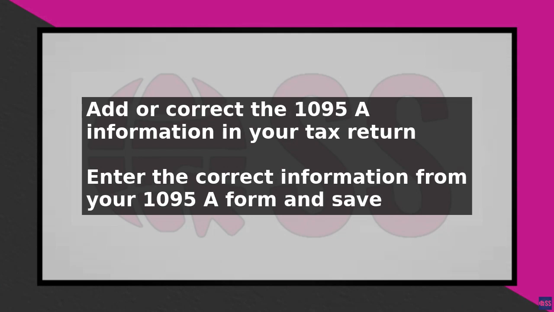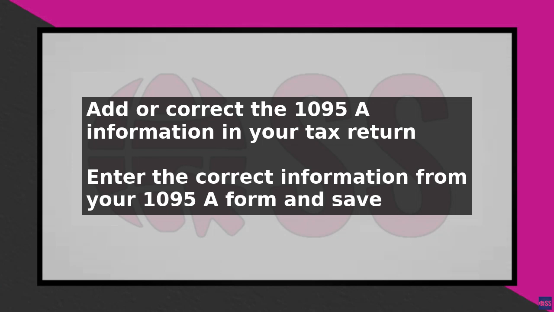Step 3. If the issue persists, you may need to add or correct the 1095-A information in your tax return. In TurboTax, go to the Health Insurance section and select Add or Edit 1095-A. Enter the correct information from your 1095-A form and save the changes.